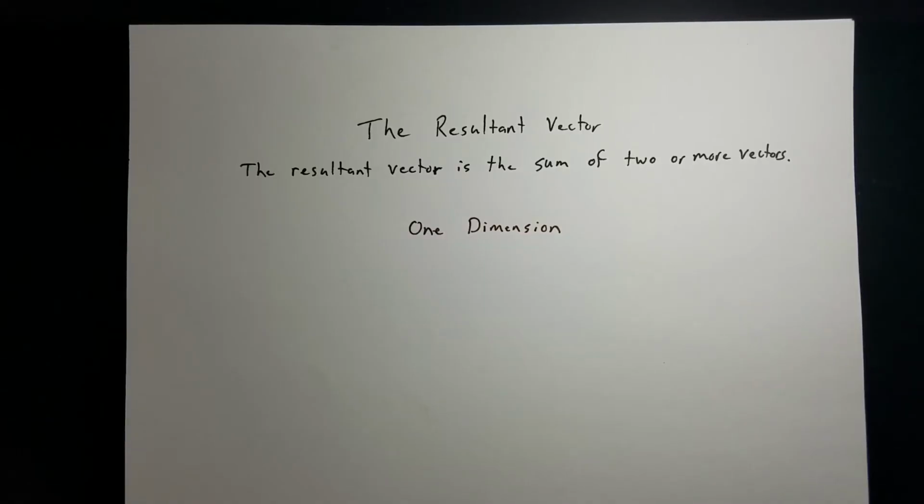Hi, this is Kenny Lee, and let's talk a little bit more about vectors. In this video, we're going to talk about the resultant vector, which is simply the result of adding two vectors together. In one dimension, it's actually really easy.